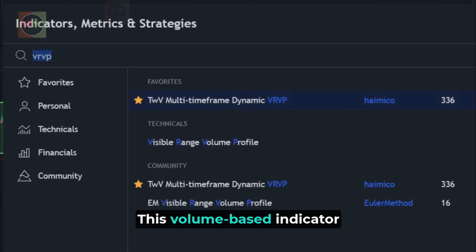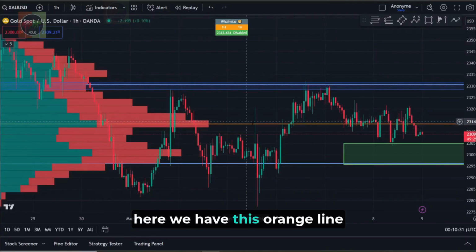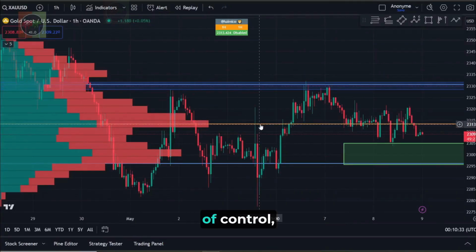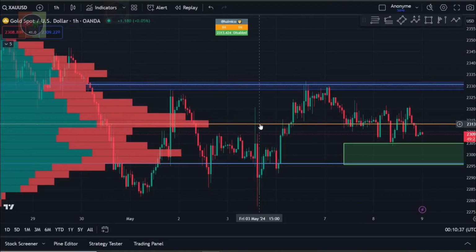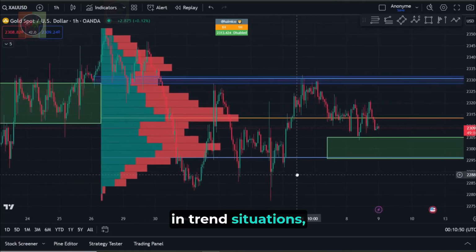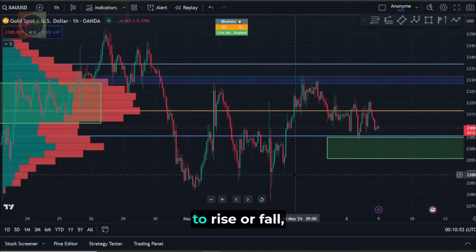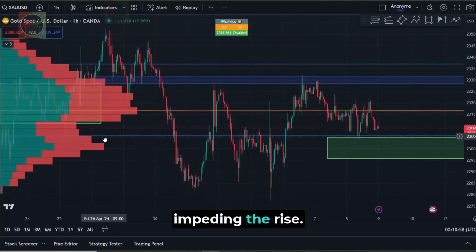This volume-based indicator gives you the volume at each price. For example, here we have this orange line that gives me the point of control, which is at the price of 2,313. This is the point where there's a high volume of orders. This indicator helps me in trend situations, so when I expect the market to rise or fall, I always refer to this indicator to see if there's volume impeding the rise.